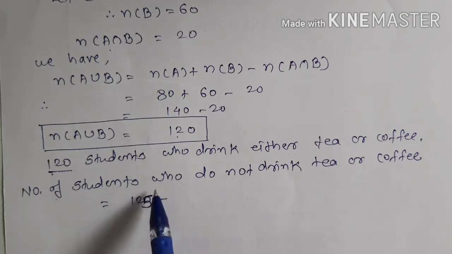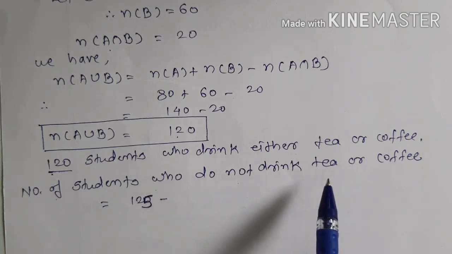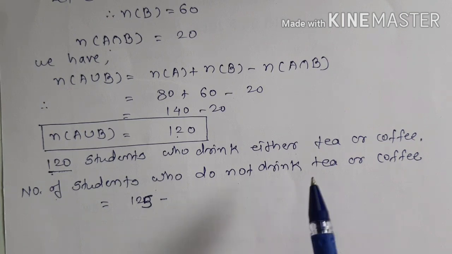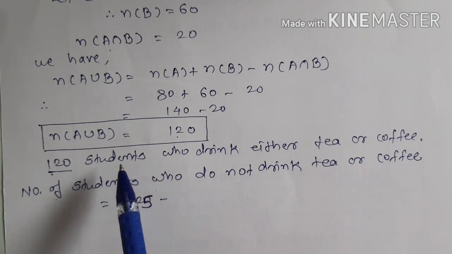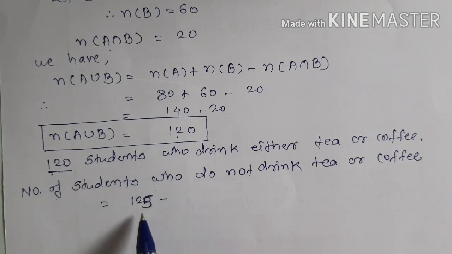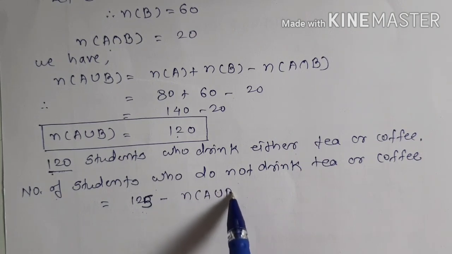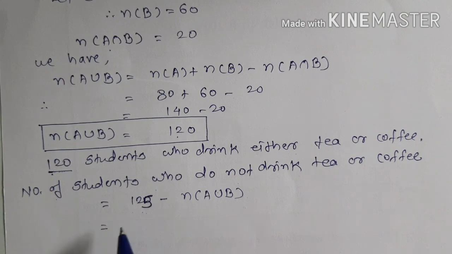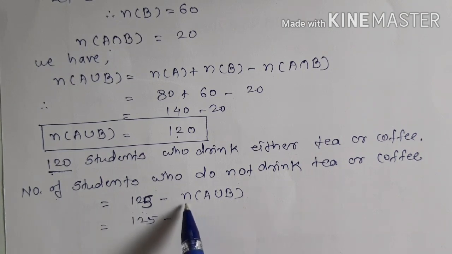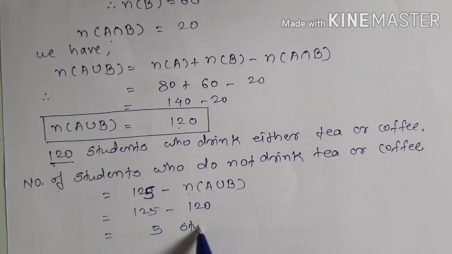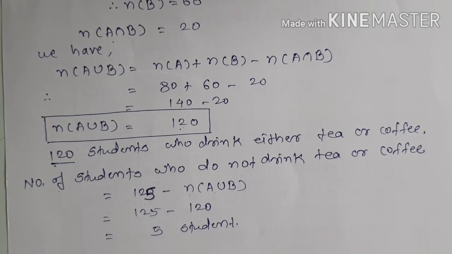That's why to find the number of students who do not drink tea or coffee, we have to subtract the number of students who drink either tea or coffee from total number of students, and the total number of students are 125. So if we subtract n of A union B from 125, we'll get 125 minus n of A union B, which we have already found, that is 120, that is equal to 5 students. So that means there are 5 students in the hostel who do not drink tea or coffee.